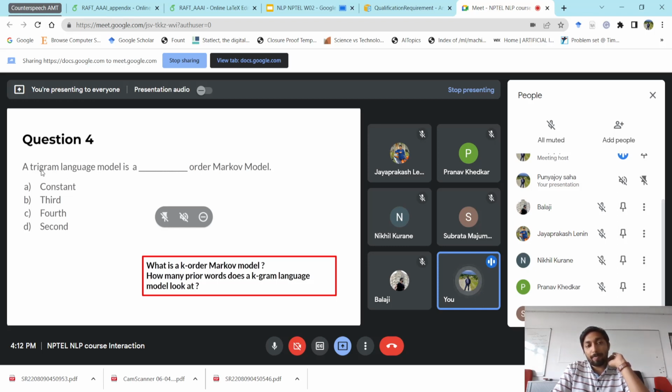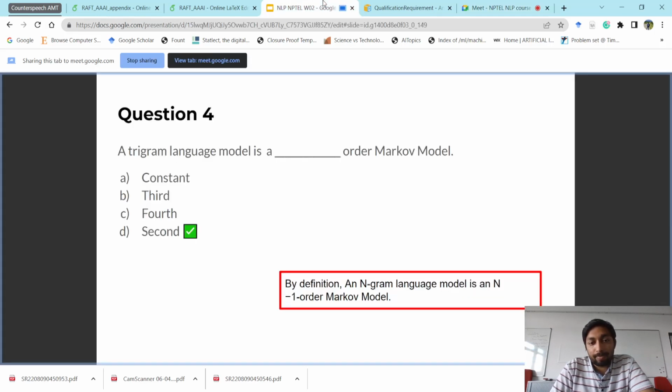So here, a trigram language model means it looks at a trigram of 3 words. So it looks at the 2 previous words, and a Markov model looking at the 2 previous words is known as a second order Markov model, which is the answer to this statement. By definition, an n-gram language model is an n minus 1 order Markov model.